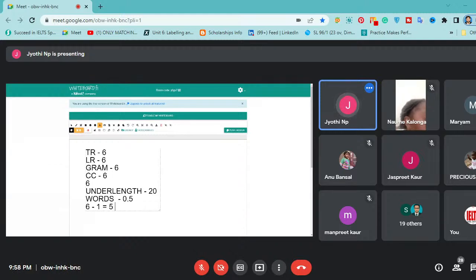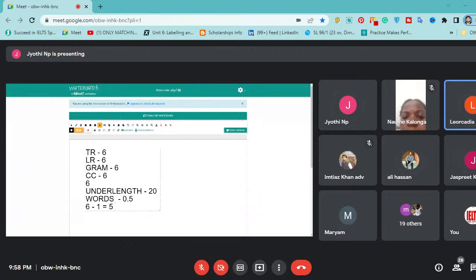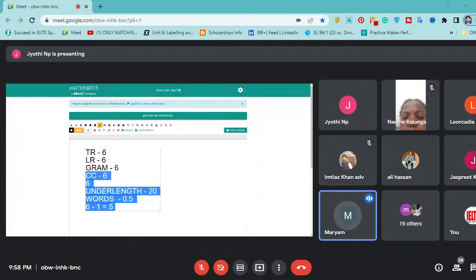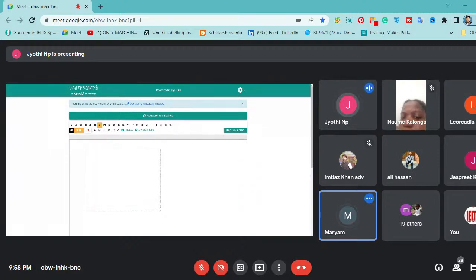Are you getting me? Yes, ma'am. Did you all understand this? Because this is a very important point. Please tell me if you have not understood. Yes, ma'am, it's clear. Otherwise, the second examiner will check our answer, then he will also deduct 0.5. So it's going to be 1 in total. Yes. Okay.